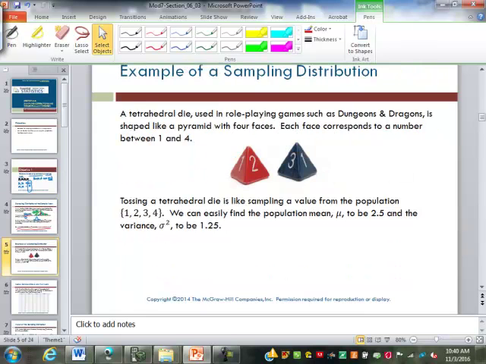So here's our example. We're going to take a tetrahedral die. That's a four-sided die, numbered 1, 2, 3, 4. And we're going to roll it. So now our population are the values 1, 2, 3, and 4. We do some calculating there. We can easily find the mean is 2.5 and the variance 1.25. And of course, standard deviation is the square root of that.